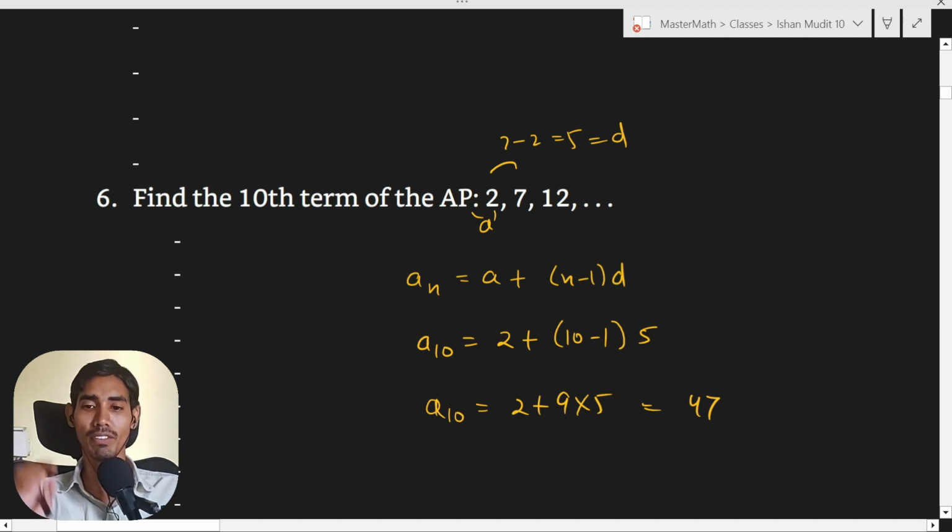So the point is, we should know what AN is. What do we understand by AN? AN is the term, and N is the place of the term, the position of the term. And A and D are very obvious: the first term and the difference between consecutive terms.